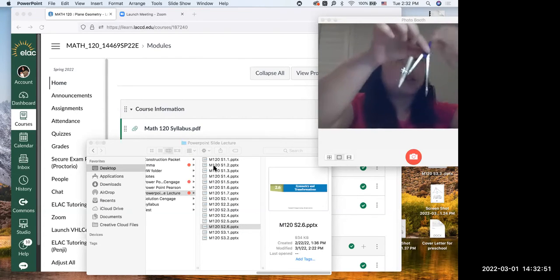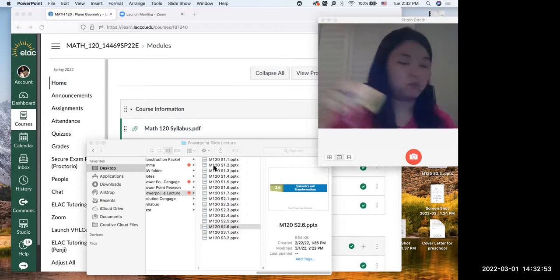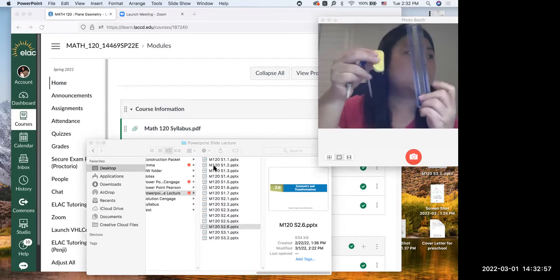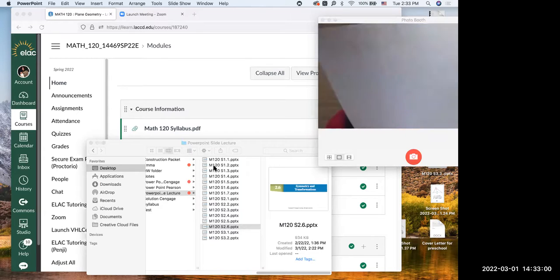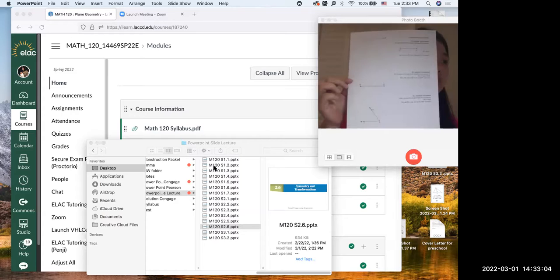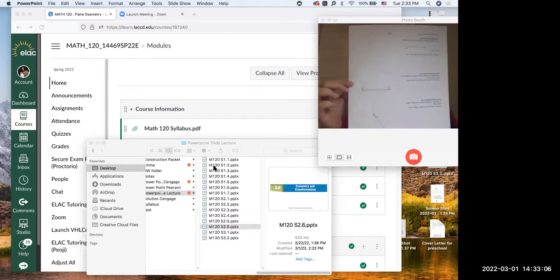Okay, and I need the compass, the eraser, the ruler. I need these few things and this one. I need you guys to get ready with the paper, this paper. Do you have that? You guys have that?